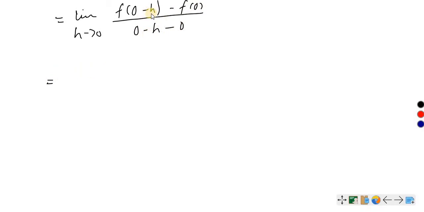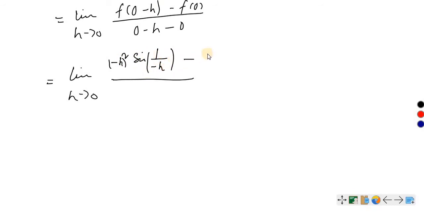Okay, now we will be using the function. So we know that for x not equals to 0, the function we have is x square sine 1 by x. So in place of x, I am just going to substitute 0 minus h, or simply minus h. So minus h square, and here also minus h, bracket, minus f of 0.